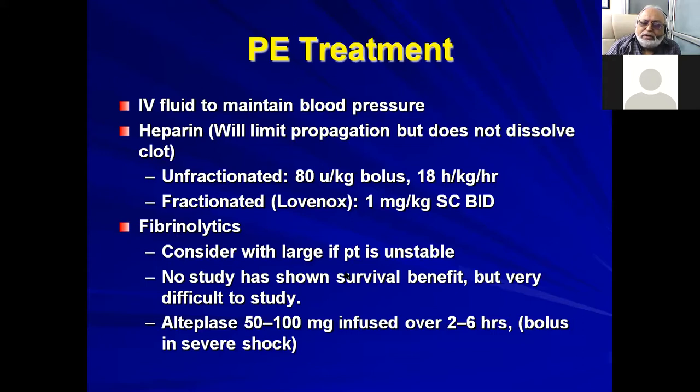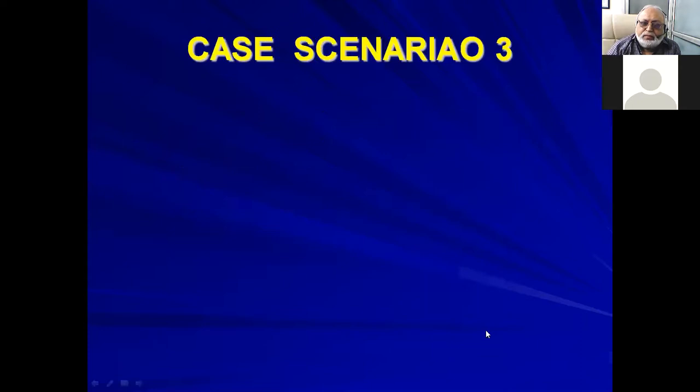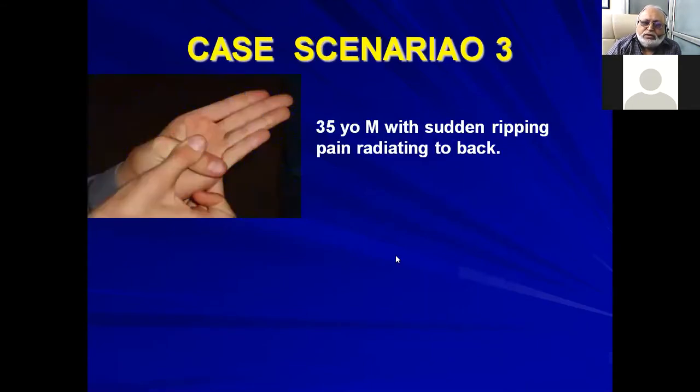Fibrinolytics can be considered if the patient is unstable and the thrombosis is large. However, no study has shown survival benefit with fibrinolytics, but it's very difficult to study. And alteplase has been used 50 to 100 milligram infused over 2 to 6 hours. Let's come to the case scenario 3. This is a 35-year-old male with sudden ripping pain radiating to the back. Any pain radiating to the back, think of aortic dissection.